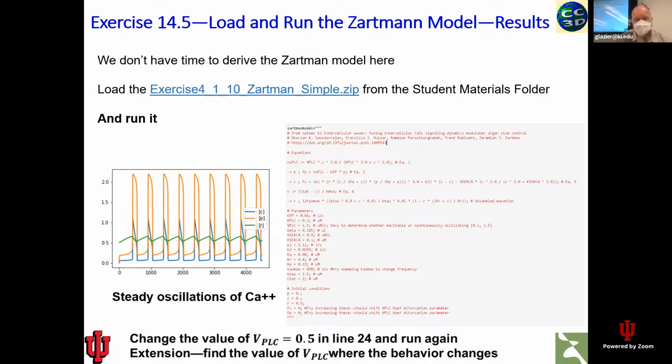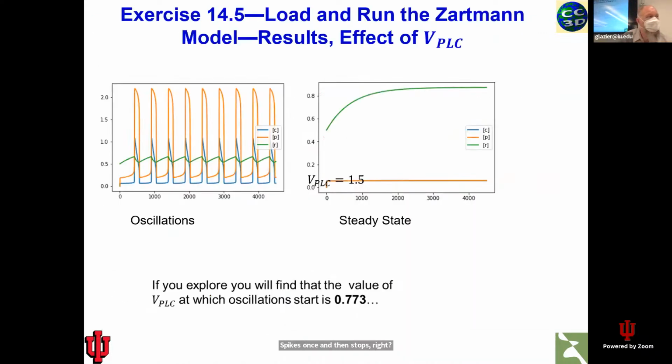If you make it 0.5, does it still oscillate? Spikes once and then stops, right? Depends a little bit on the initial condition. Okay, here's what I have. In my case, when I explored it, I actually did a binary search. If VPLC is less than 0.773, it doesn't oscillate. If it's bigger, it does.